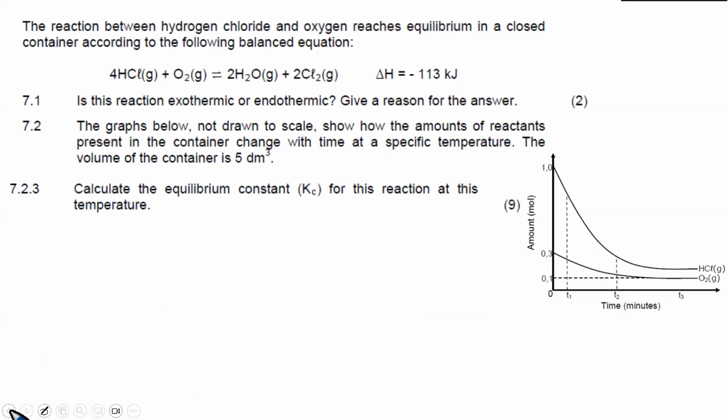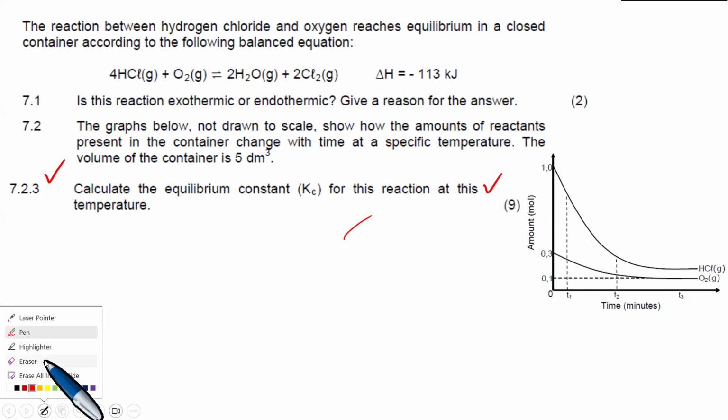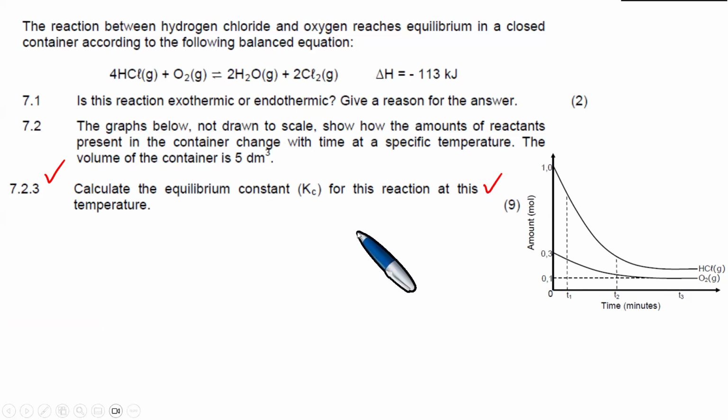Now we're looking at 7.2.3, because we've already looked at the other parts of the question. 7.2.3 is the next one: calculate the equilibrium constant Kc for this reaction at this temperature. Okay, we're excited. Kc calculation. We have a chance to practice.